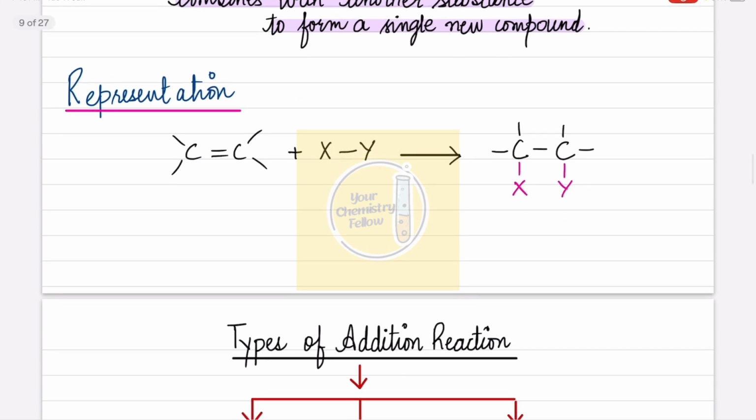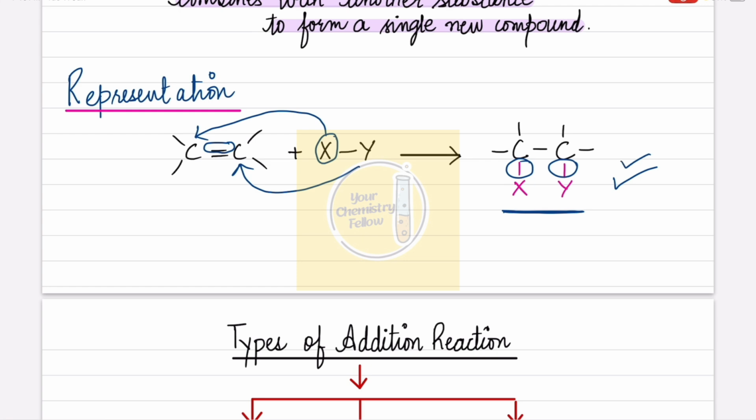Now, how are addition reactions represented? The double bond between 2 carbon atoms opens and 2 new single covalent bonds are formed. Now XY is the molecule that is being reacted with the alkene. So what happens is this: the X atom from the XY molecule will be added to one carbon atom and the Y atom from the XY molecule will be added to the second carbon atom. As a result, X and Y are added to the alkene molecule. A new product is formed which consists of only single covalent bonds. No double bond is present in it.